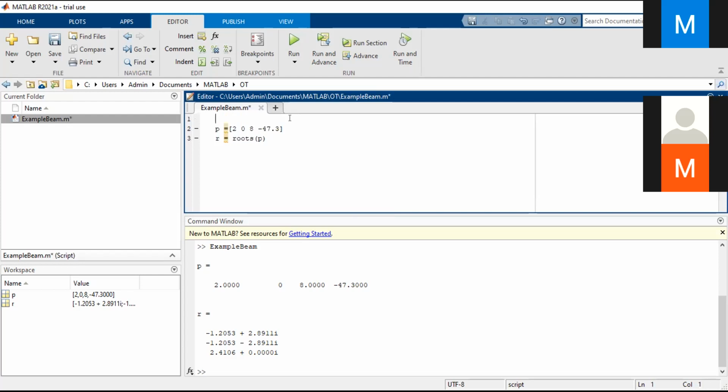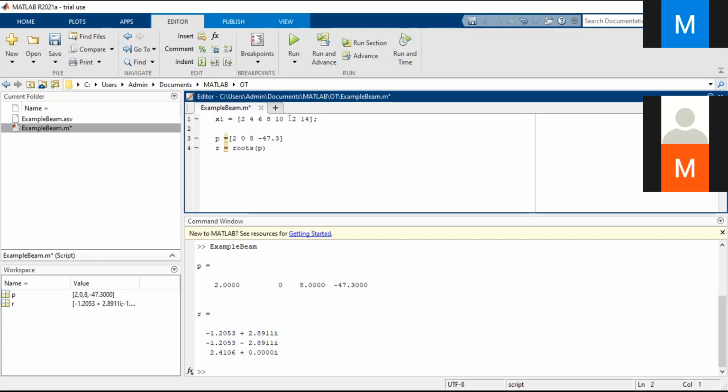Let me write down the previous step. x1 is equal to 2, 4, 6, 8, 10, 12 and 14, right? And then we have to find out x2. x2 is equal to 1.593. What was that? Is it right? 1.593 or anything else?